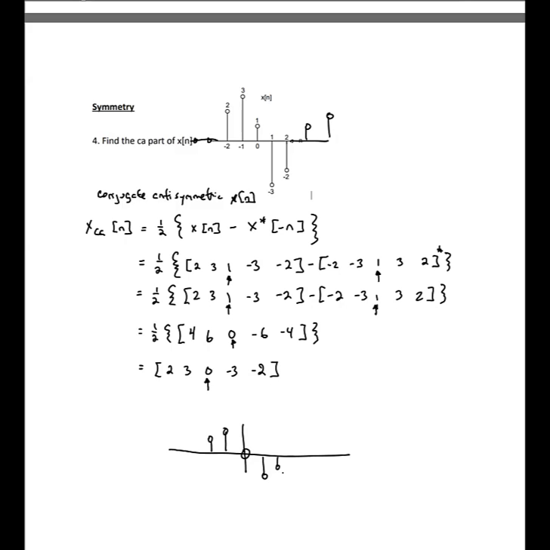So now that I've graphed it, quick check to see if it is conjugate antisymmetric. If I flip the axis horizontally and then vertically, I'll get the same waveform. And so therefore I know that it is indeed conjugate antisymmetric.